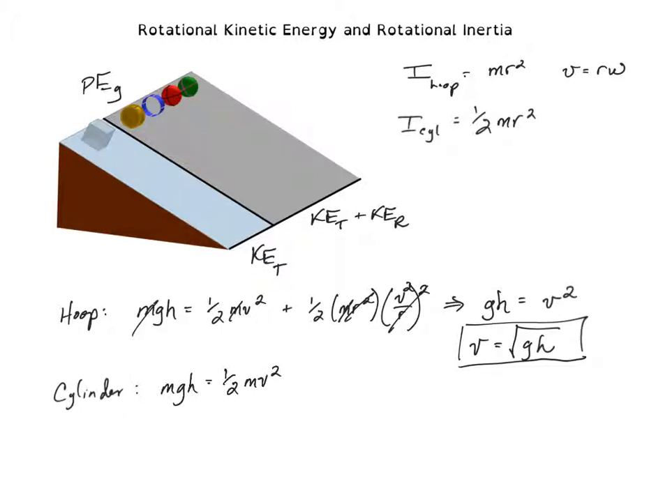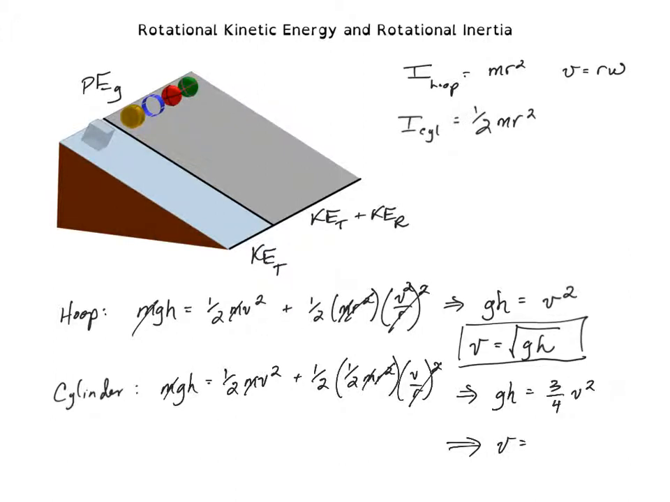So I'm going to write out that conservation of energy equation again. So 1/2 times 1/2 mr squared. There we go. Now I'm going to simplify this algebraically again. My r squareds are going to cancel out. Again, my masses are going to cancel out on both sides. So that's going to leave me with gh is equal to 3/4 v squared. So I end up with the translational velocity of that cylinder being the square root of 4/3 times gh.